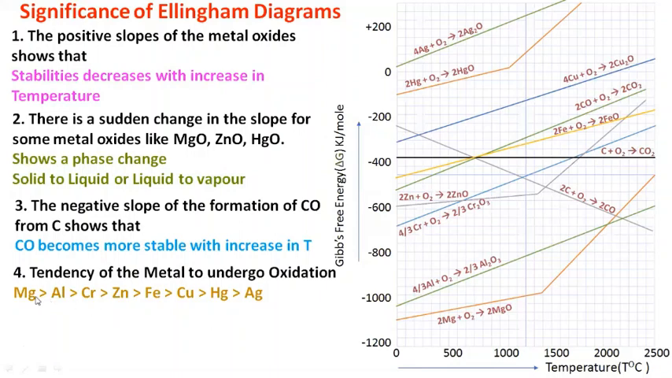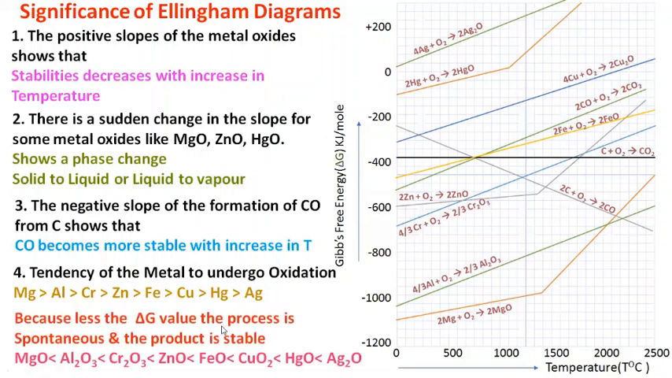So that is why the tendency of formation of oxide for magnesium is very high compared to aluminum, chromium, zinc, iron, copper, mercury and silver. That is to say that the stability of the formation of oxides, or the tendency of the metals to undergo oxidation, decreases from magnesium to aluminum, aluminum to chromium, chromium to zinc, iron, copper, mercury and silver. So this goes on decreasing.